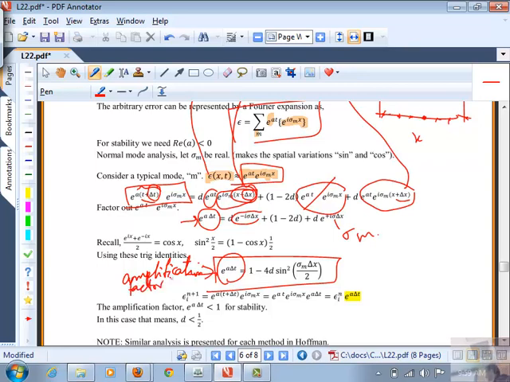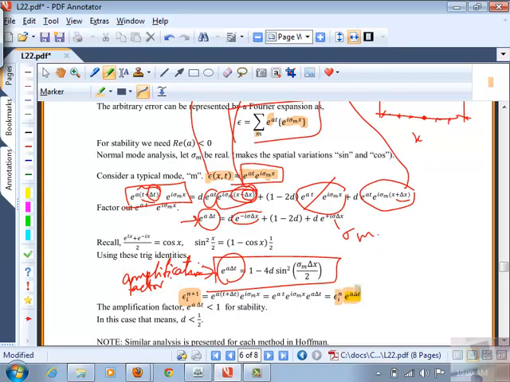Why is it the amplification factor? Because epsilon at n plus 1 is e to the power a(t plus delta t), e to the power i sigma m x. But you can split that as e to the power at multiplied by e to the power a delta t, e to the power i sigma x. But e to the power at times e to the power i sigma x is the error at the nth step. So the error at the nth step is related to the error at the n plus 1th step. Let me just erase this so you see that relation clearly. The error at the nth step is related to the error at the n plus 1 step by this factor. And that's why we call that the growth factor.